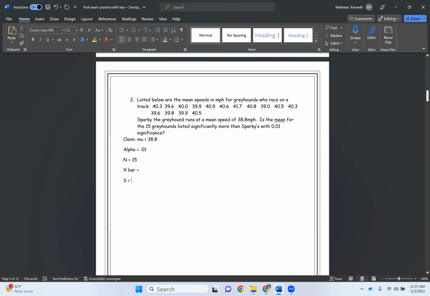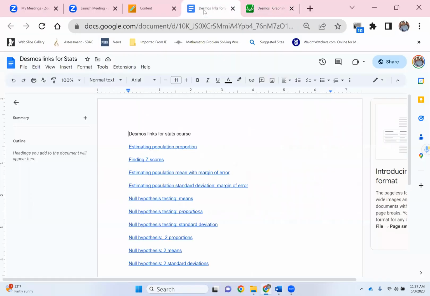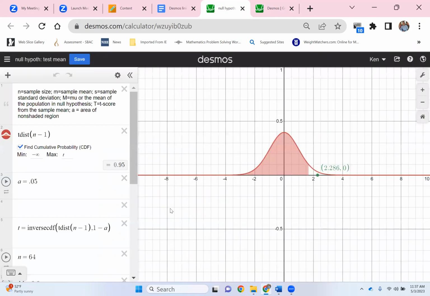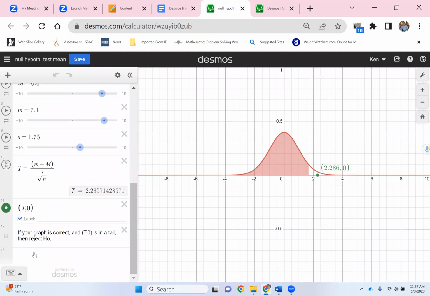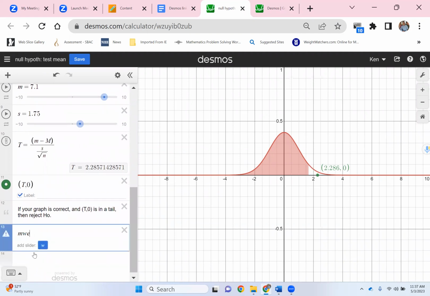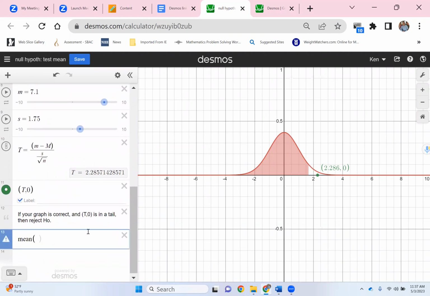So we can go to the appropriate Desmos, which is a null hypothesis test for means, and we'll calculate that stuff. All right, so here's our Desmos link. Null hypothesis test for means. There it is. Okay. So the first thing we probably want to do is go to the bottom and calculate our mean for those values. So I'm going to have to put in those 15 values.